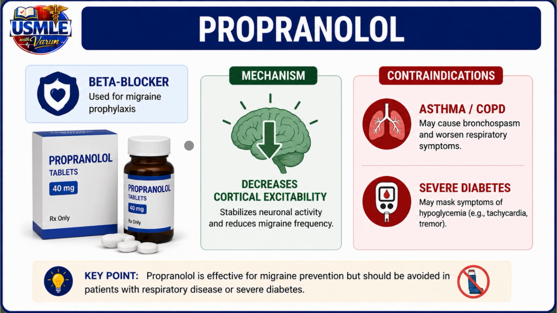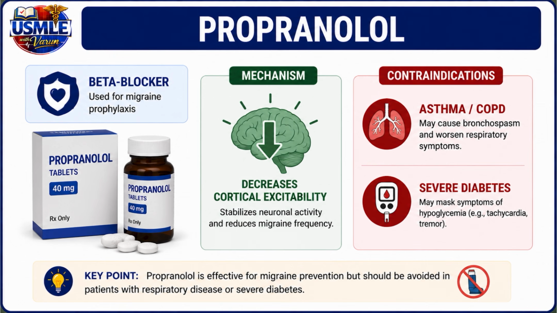Propranolol helps stabilize neuronal activity but should not be used in patients with asthma or chronic lung disease. We need to avoid propranolol in patients with asthma or COPD because this may cause bronchospasm and worsen respiratory symptoms. It should also be avoided in severe diabetes. This may mask the symptoms of hypoglycemia, like tachycardia and tremor, which are usually seen in hypoglycemic states. So these could be masked, and in patients with severe diabetes, we need to avoid propranolol.